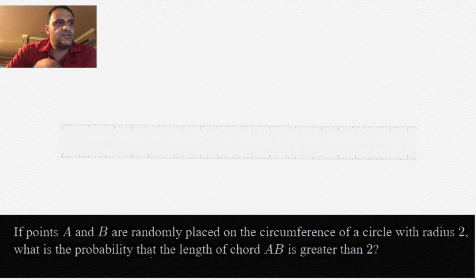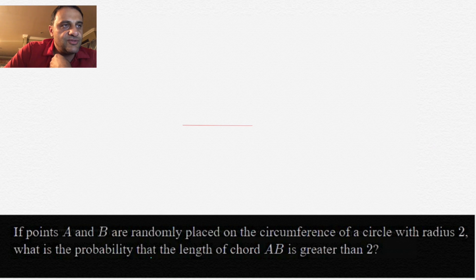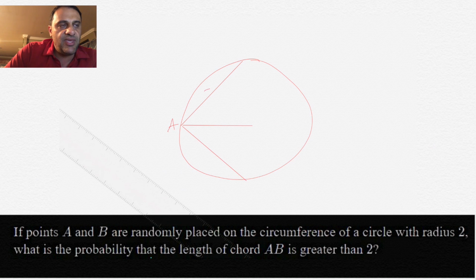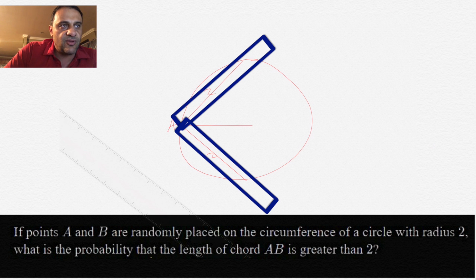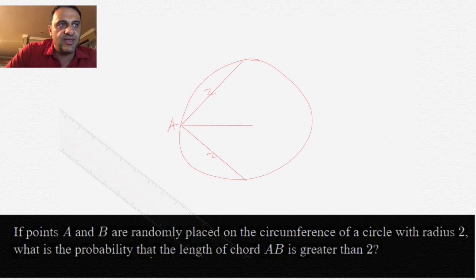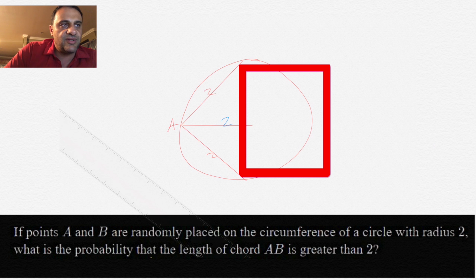All right, so let's try this one together. Let's draw the circle the best we can. The radius is 2, and we can draw point A anywhere on the circle. It doesn't matter because it's just the relationship between A and B. What we want to do is draw a chord of length 2 going in both directions. If point B is within those points, then the chord AB will be smaller than 2, and if point B is outside of those points, then the chord AB would be greater than 2.